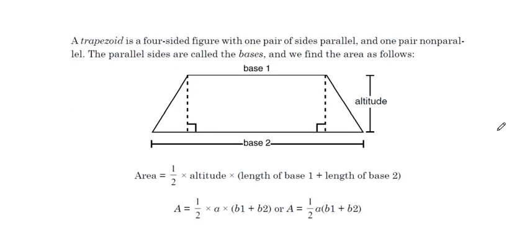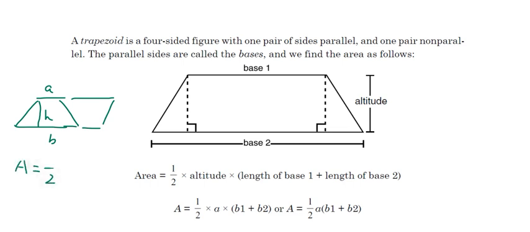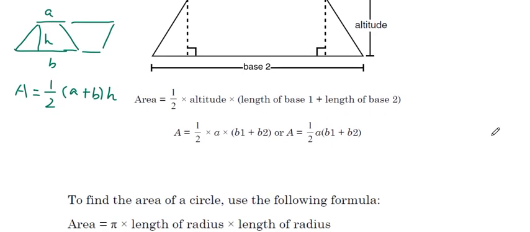Okay, and for this one, the trapezoid, if we put two of them together, it becomes a parallelogram. Anyway, we have this formula for the area. We call the base 1 as A, and this side B, then this is H. So the area is just equal to half of A plus B, multiplied by H.